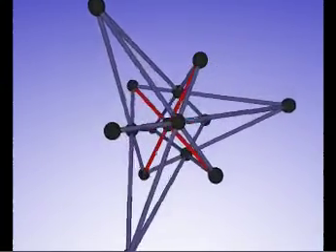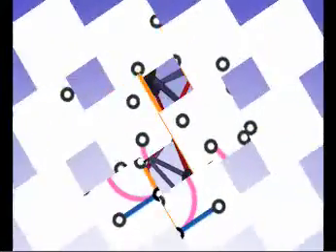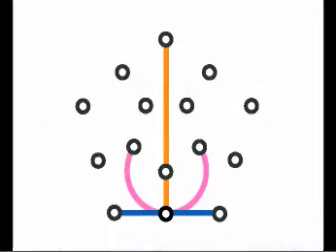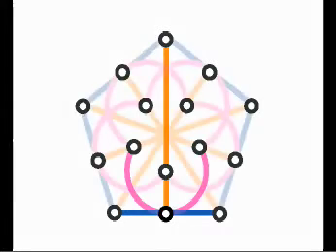Let's have a look at a flat model of this generalized quadrangle. This flat model is generated by these 3 lines. As usual, take the 3 lines, rotate 72 degrees at a time, 5 times, and you get the generalized quadrangle. So here it is.